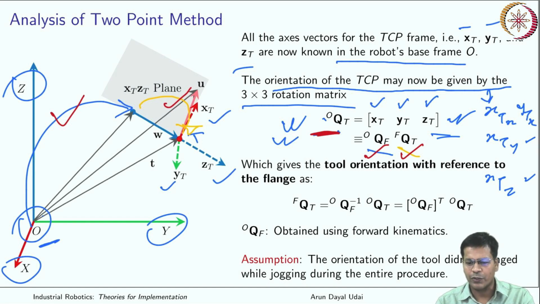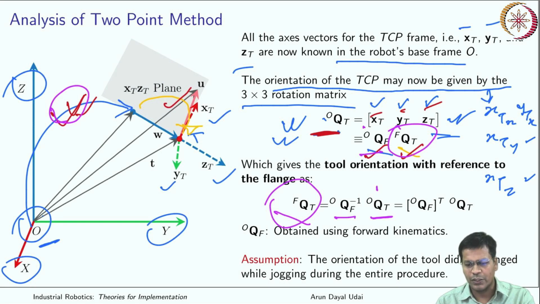What is already known to you, because you know XT, YT and ZT. So now I'll make use of that. I'll make use of forward kinematics again. 0 to flange is already known to you using forward kinematics. So you can bring it again using inverse. So how much is flange to tool? It is the inverse of this into this. 0 to tool is known. This is known using forward kinematics. So this is calculated.